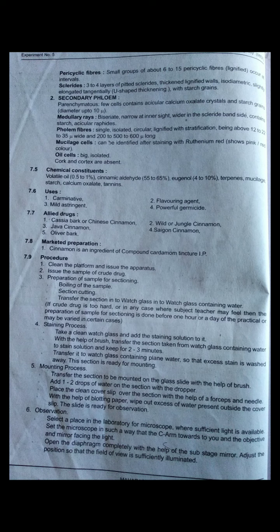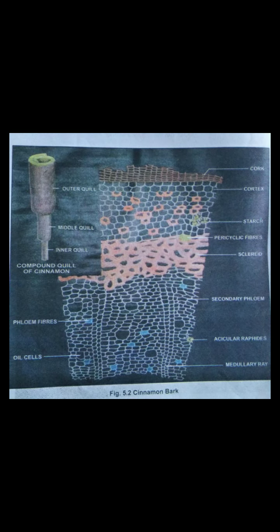Then staining procedure. Take a clean watch glass and add a staining solution to it. Then with the help of a brush, transfer the section from the watch glass containing water to the stain solution and keep it for 2 to 3 minutes. Then transfer it to a watch glass containing plain water so that excess stain is washed away. The section is ready for mounting.